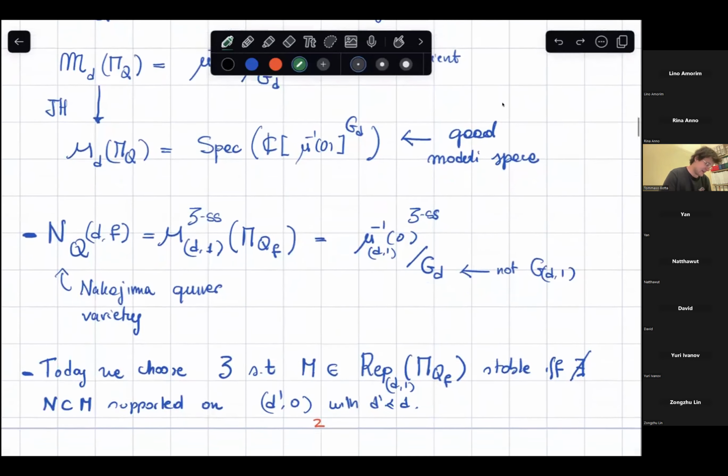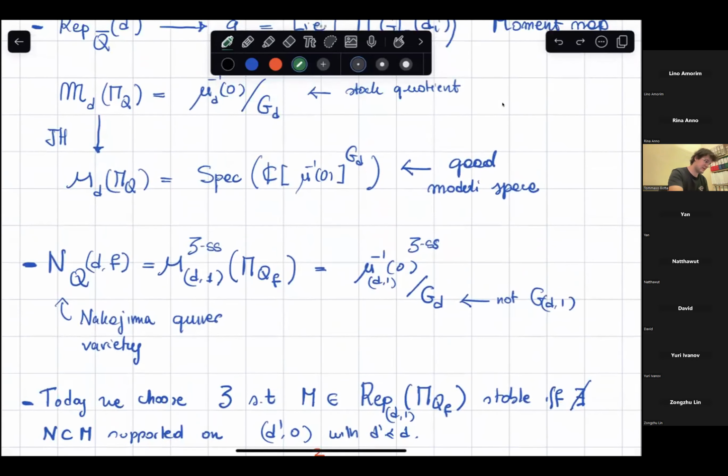So say again, your stable representation is the one which has no submodules supported... but submodules for the preprojective algebra, yes? Yes, on the principal part of the quiver, so not on the framing. So does it mean that it's a trivial stability condition? No, this is not a trivial stability condition.